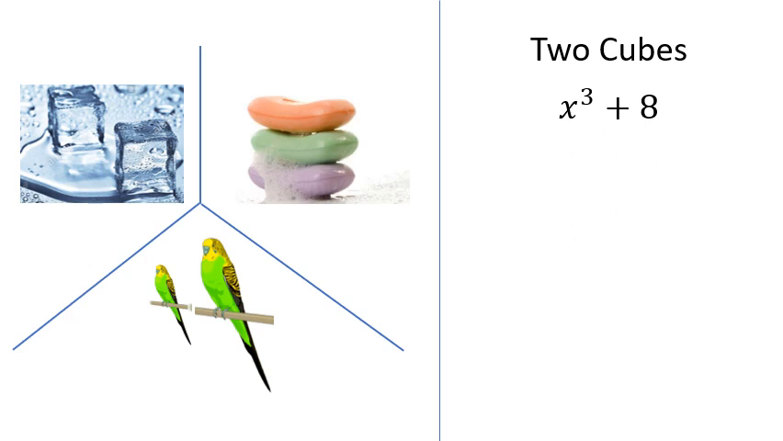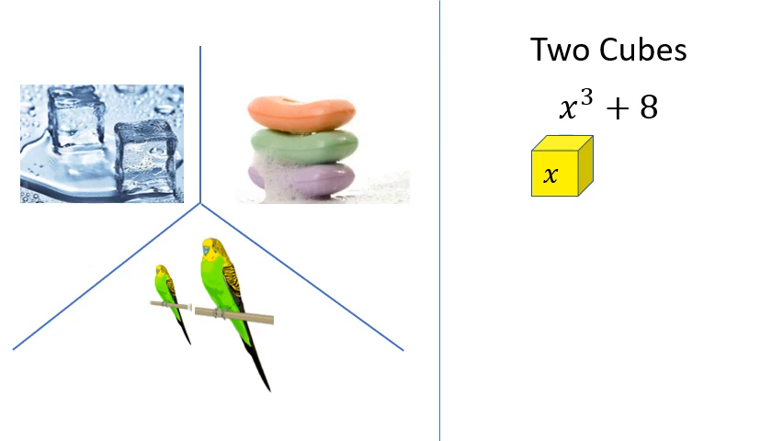So here's two cubes for us. We've got x cubed plus 8. Now those are perfect cubes, and we can verify that by figuring out what it is we can cube to get each one. So what do I cube? What do I multiply by itself 3 times to get x cubed? Well, that's going to be x. X is our building block.